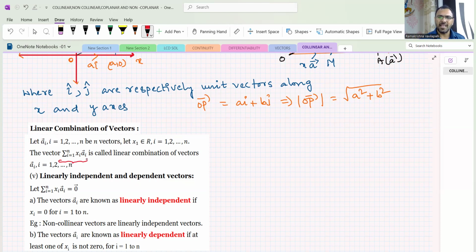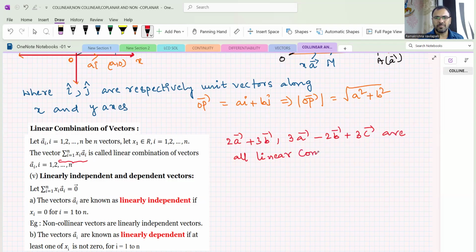That is sigma xi ai bar. For example, I will write 2a bar plus 3b bar, 3a bar minus 2b bar plus 3c bar. These are all linear combinations of vectors.